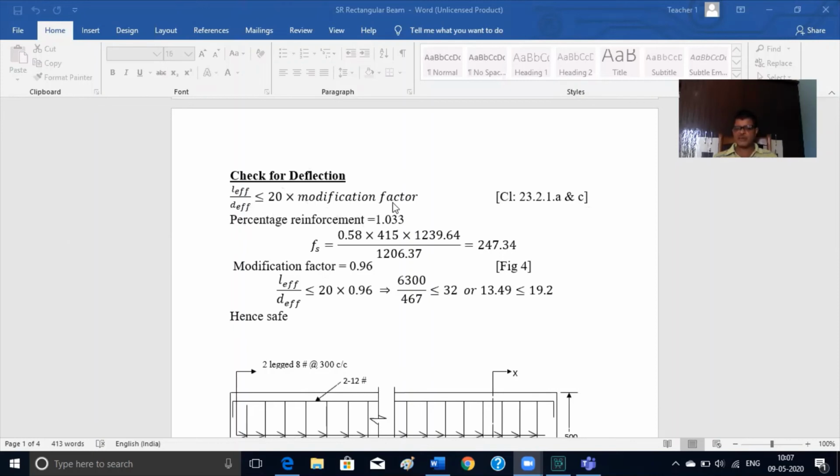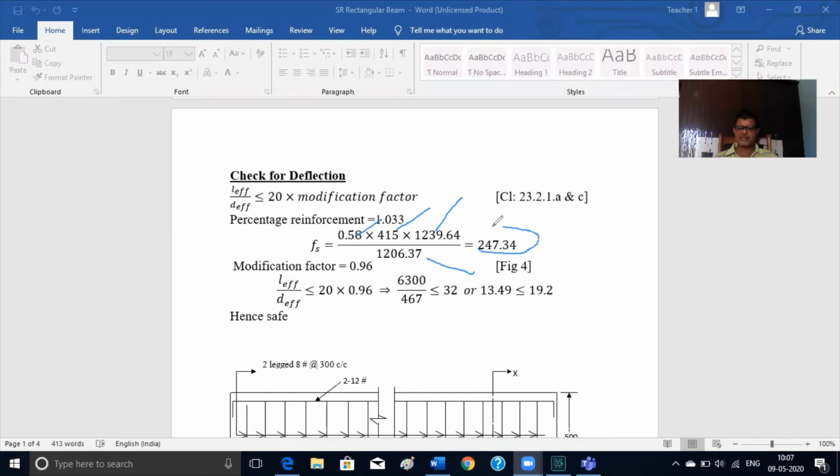This modification factor depends on the FS and the percentage of reinforcement. So depending on the percentage of reinforcement and this value, you calculate the value of FS. FS, you calculate from the steel required and the steel provided. So you can see what the steel required is. Steel required was 1239, provided is 12.6. It is FY, this is 0.58.